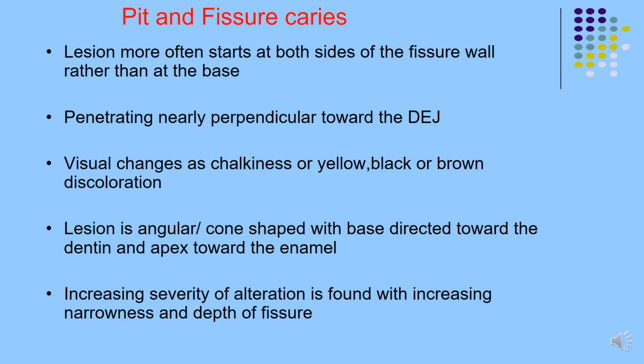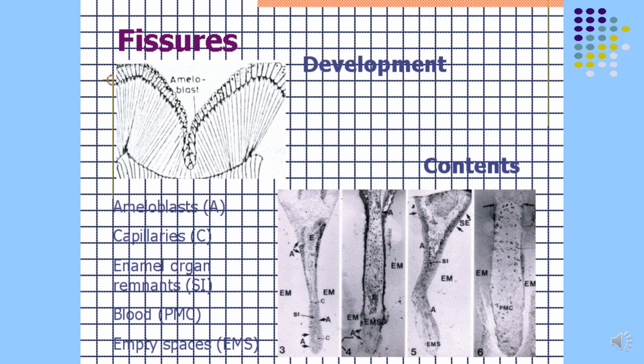This is actually one of the most important aspects, or rather the concept, that we need to understand. Increasing severity of alteration is found with increasing narrowness and depth of the fissure. First, we need to understand how pit and fissures are formed. These fissures are formed during the developmental process, when the enamel has formed. There are remnants of the ameloblast, right?